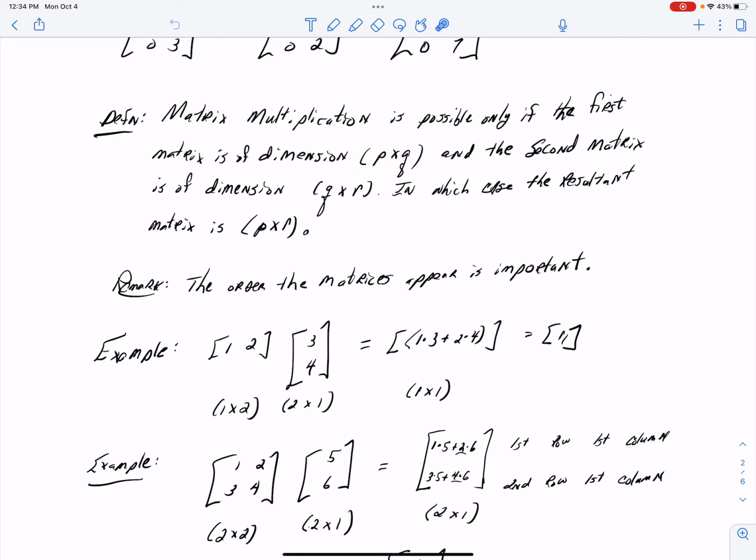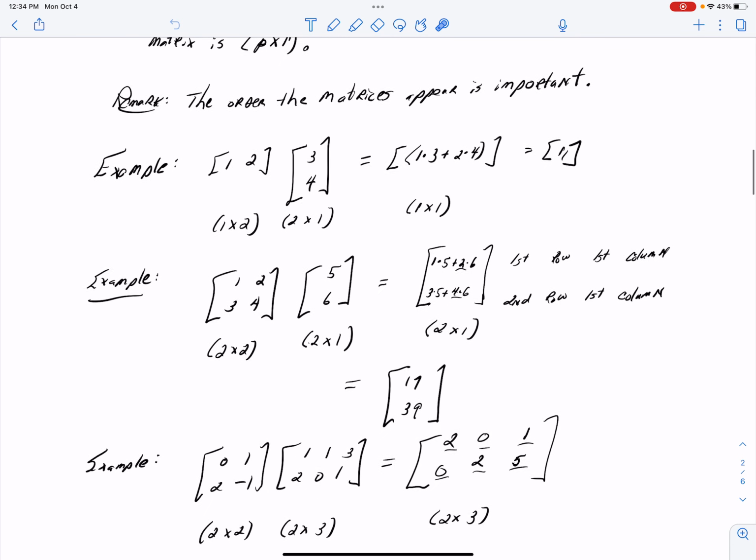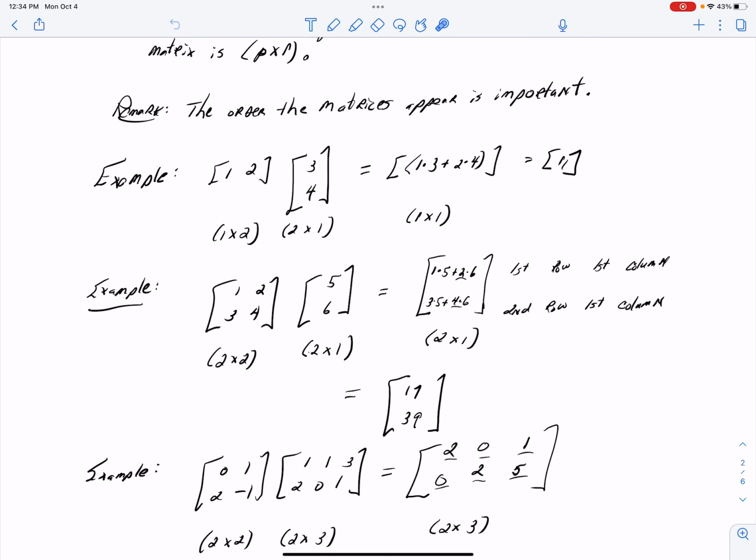So it's got the same number of rows as the first matrix and the same number of columns as the second. All right, and how does that happen? How do I do that? Well, the easiest example is to have a row matrix and multiply it by a column matrix.